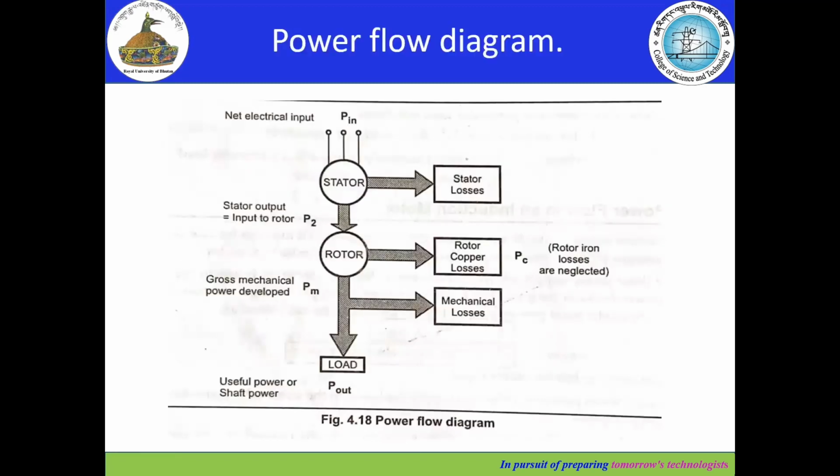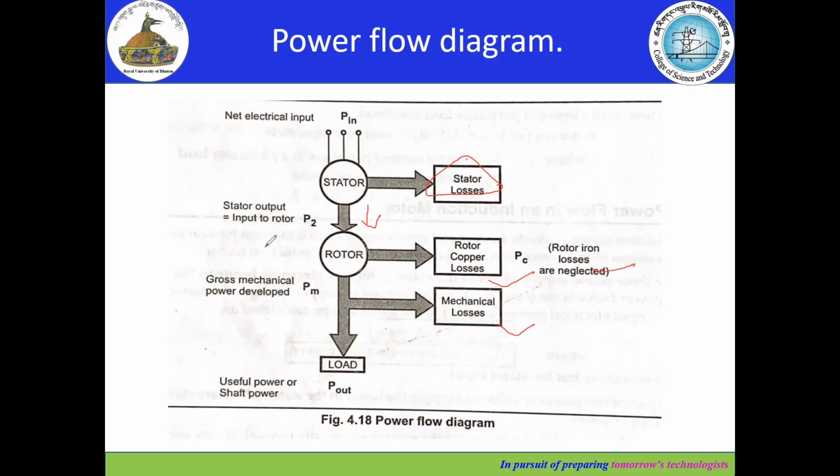To talk about the power flow in induction motor, the three-phase supply is supplied to the stator, whereby all the power will not be delivered to the rotor, right? So there will be stator losses, and the remaining power will be delivered to the rotor, where there will be rotor copper losses and the rotor iron losses, where the rotor iron losses are neglected.